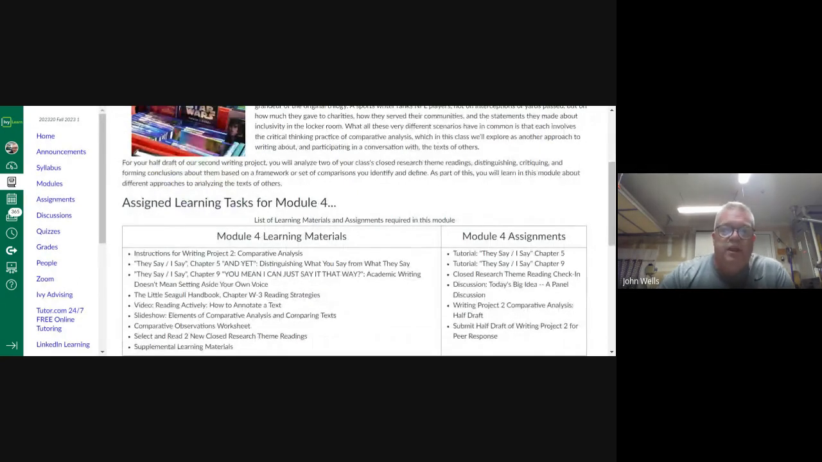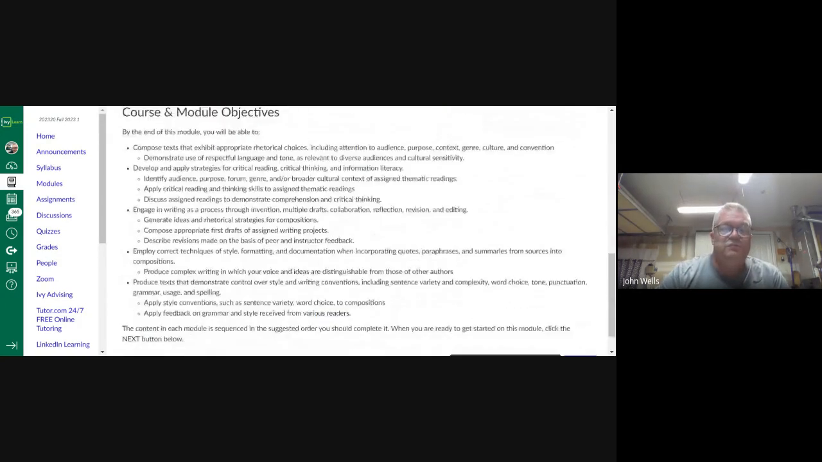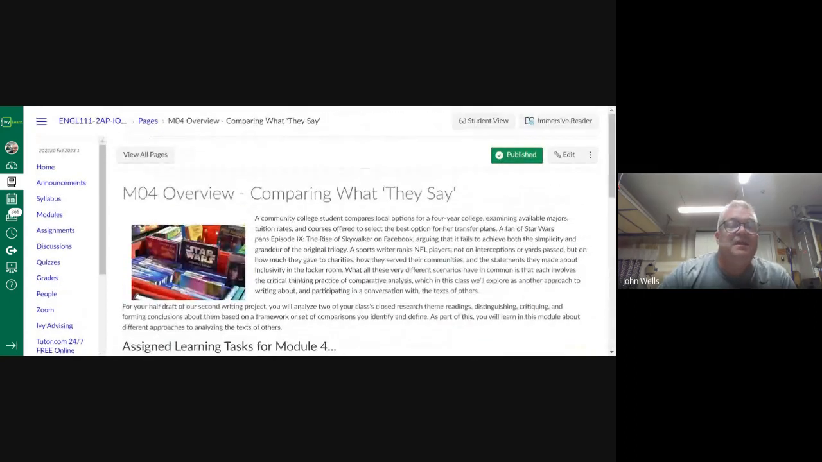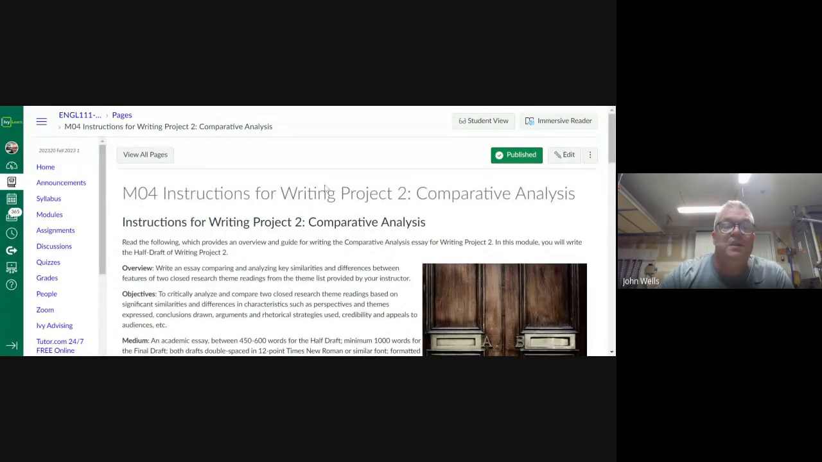So if you take a look here, it gives our learning materials and our module assignments. It has a list of that. Also has a list of our objectives. And then we've got some different pieces, but the big piece that we're going to be working on in this module is the comparative analysis. So this week, you will be putting in the first draft or the half draft of your comparative analysis.